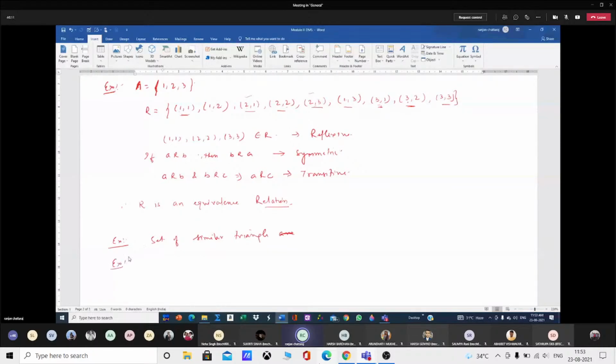Next, suppose I'm considering a set of integers, which is basically denoted by Z. Z includes positive, negative, 0, all. Okay, just a minute.